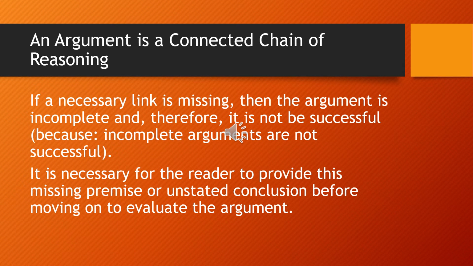There is one very important point that I do want to emphasize before we go on to the examples, and that is that an argument is a connected chain of reasoning. The evidence or the information that is being presented in support of the conclusion is not just some random collection of statements. Rather, these statements are working together. They reinforce each other and they reinforce the conclusion. That's why they're able to provide evidence. And so, if a key piece of this link or chain of information is missing, then the argument cannot be successful because it's incomplete. And by definition, an incomplete argument is not a successful argument.